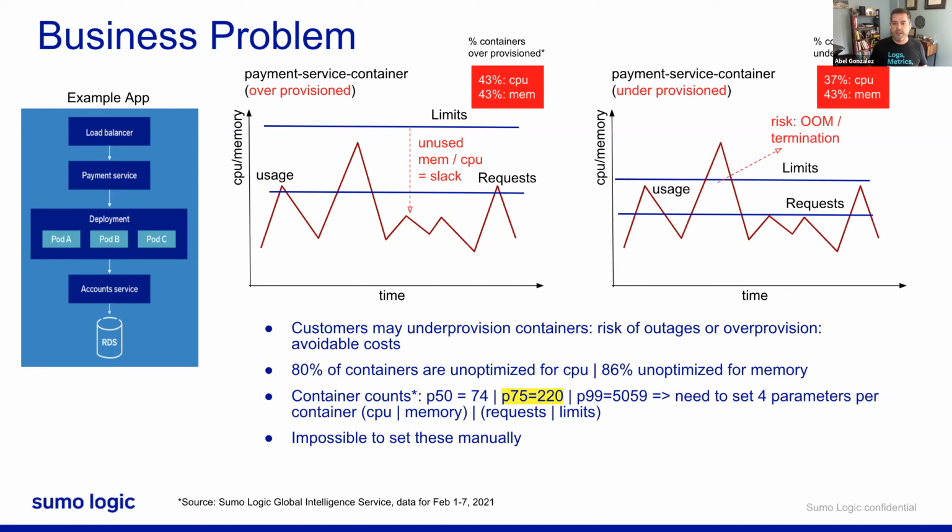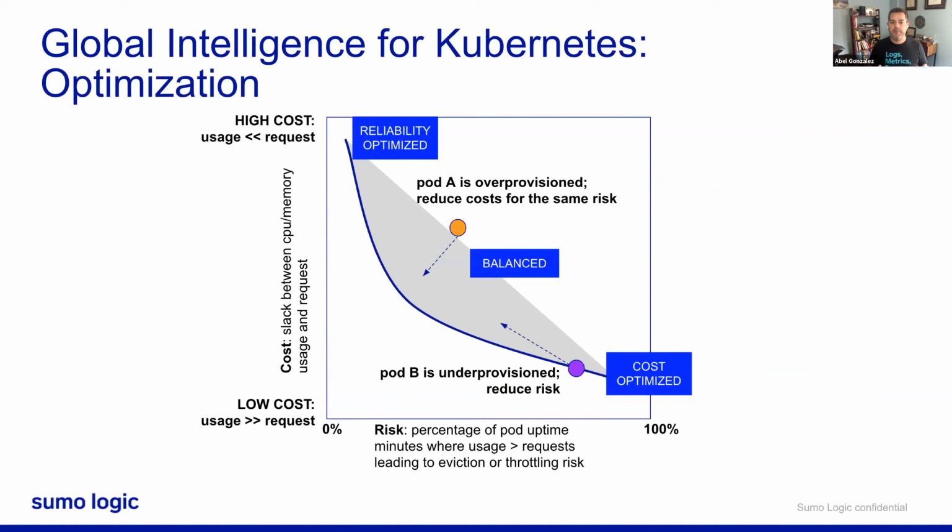So Sumo Logic has added capabilities so that you can now look at how you can be reliability optimized, if this is a really mission critical application where you cannot have any errors, or you can cost optimize, or you can balance your risk and cost around each one of these containers.